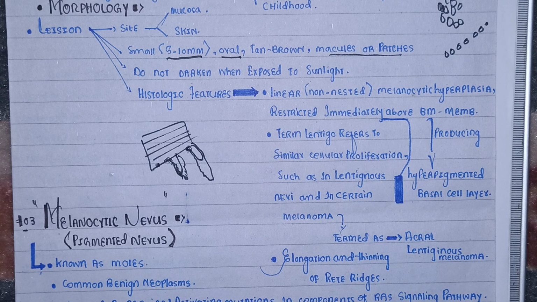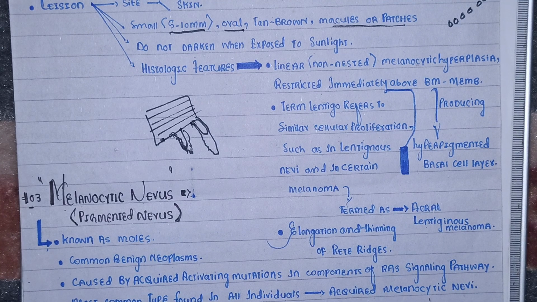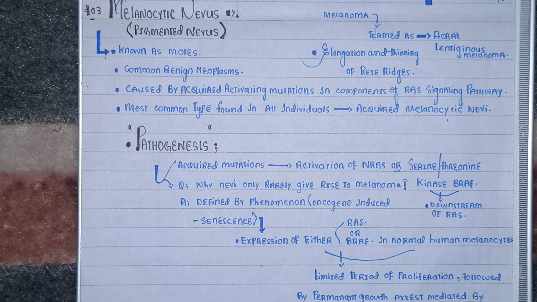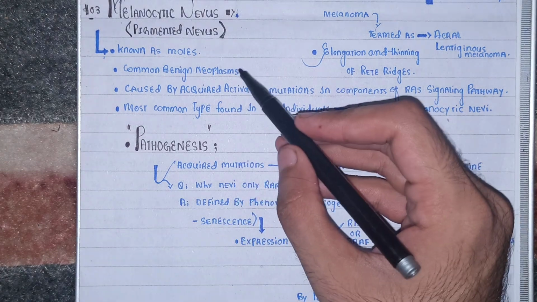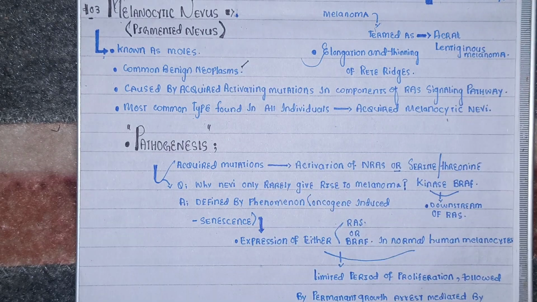Okay, at number 3 is melanocytic nevus, which is also called pigmented nevus. They are also known as moles, moles on your skin. Don't forget, this is a benign neoplasm. This is a completely benign condition. It doesn't have the potential to grow into malignancy. This is a completely benign neoplasm, okay?